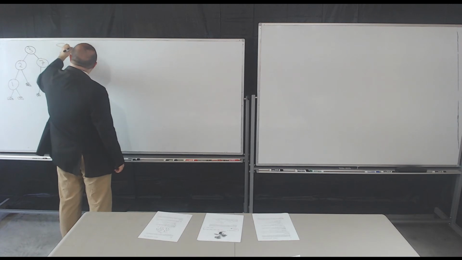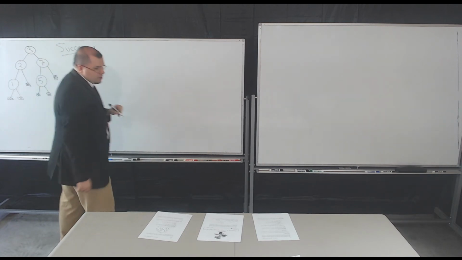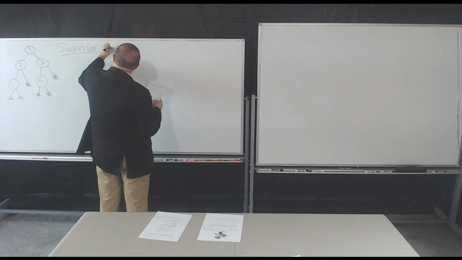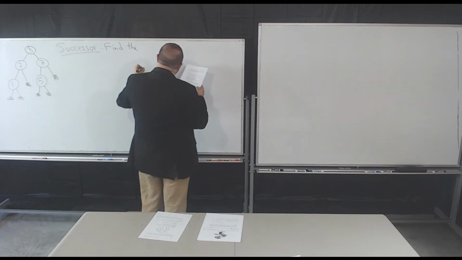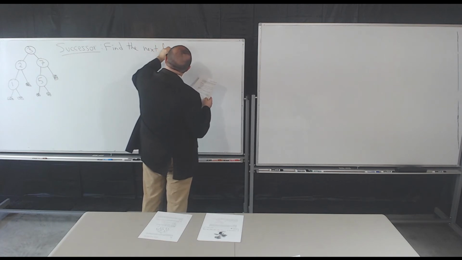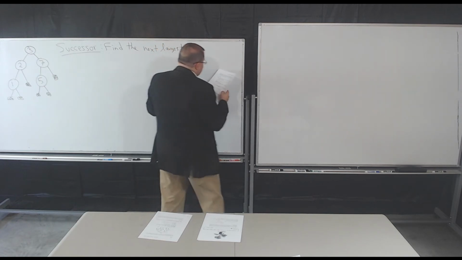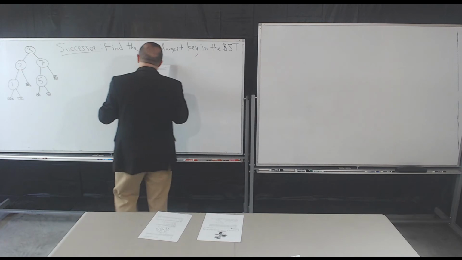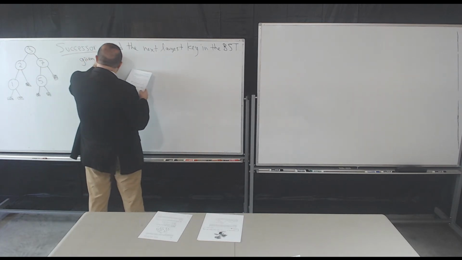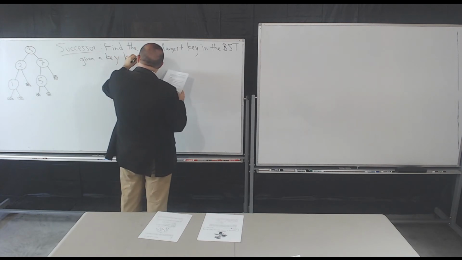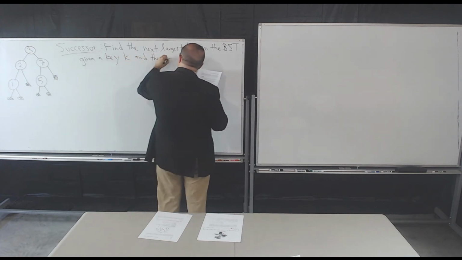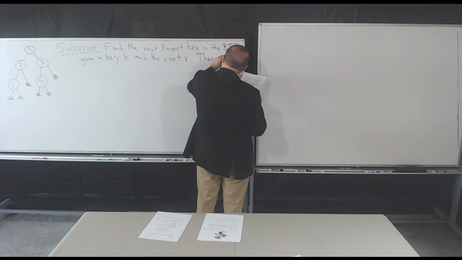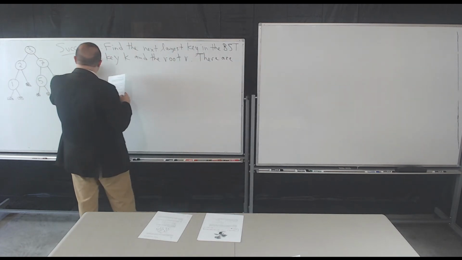So let's talk about the successor. What we're going to do is find the next largest key in the BST, given a key K and the root R. There are 2 cases, and we've identified them.